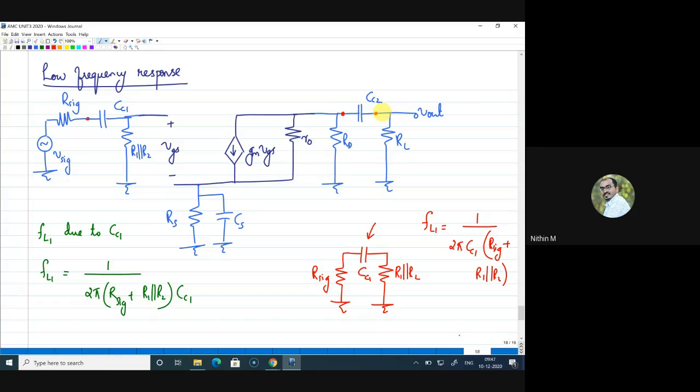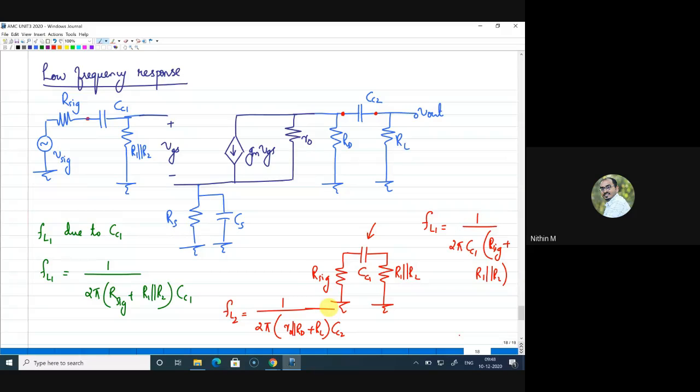Whenever we do this analysis, when I am writing for CC1, I assume that the other capacitors are short. I consider only one capacitor at a time. So now when I write for CC2, I assume that the other capacitors are short. FL2 can be written as 1 by 2 pi into, on one side you have R0 parallel to RD, and on the other side RL, into CC2. This is actually a shortcut method, and we can derive the same thing. Is this clear?